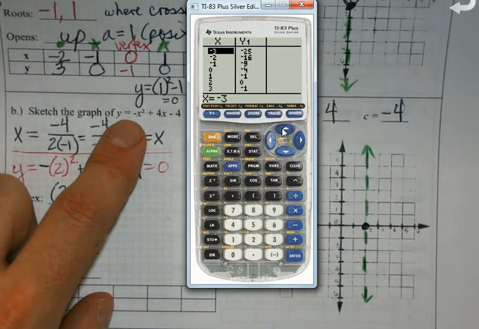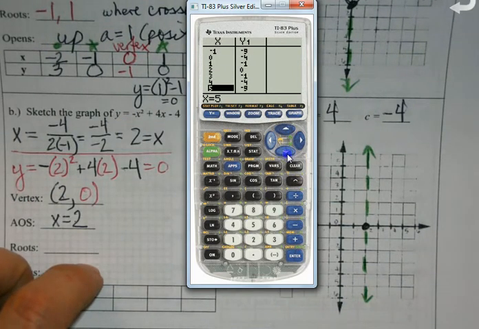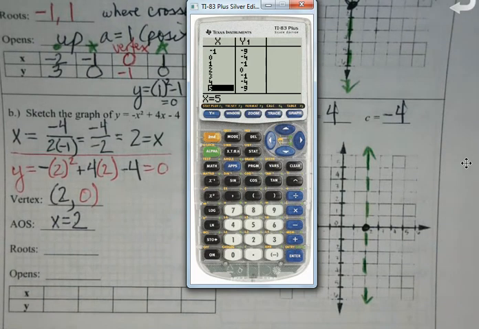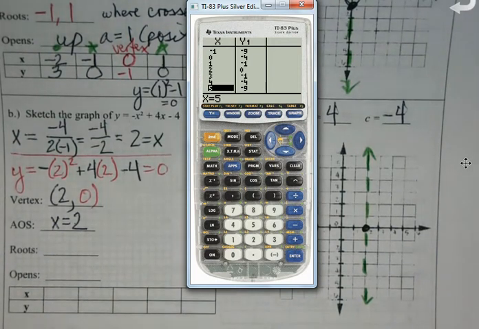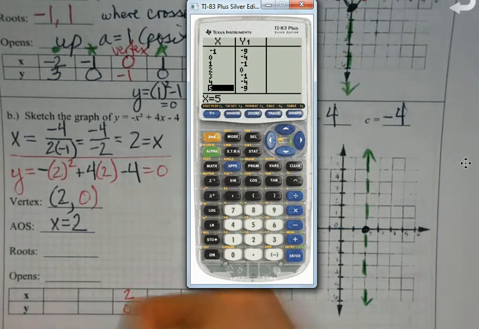So second table. Now if I did this right, okay, there's my 2, 0. I'm going to get that right in the middle, and I see, oh, negative 1, negative 1, negative 4, negative 4, negative 9, negative 9. If I have the right vertex, it's going to be symmetrical. You're going to have those numbers there. So when I go to make my chart now, I know my vertex always goes in the middle.